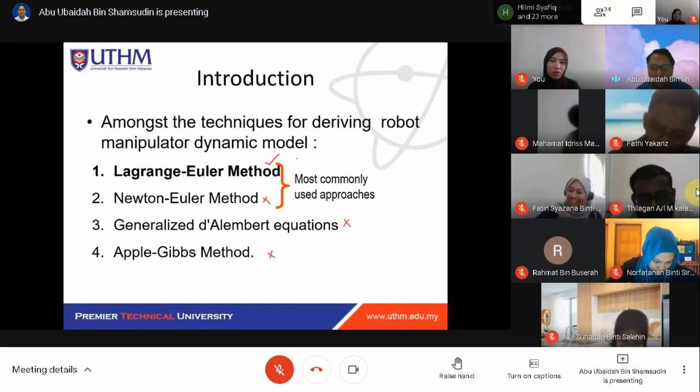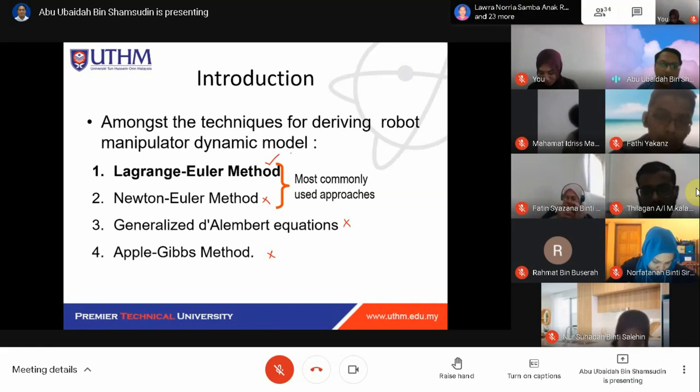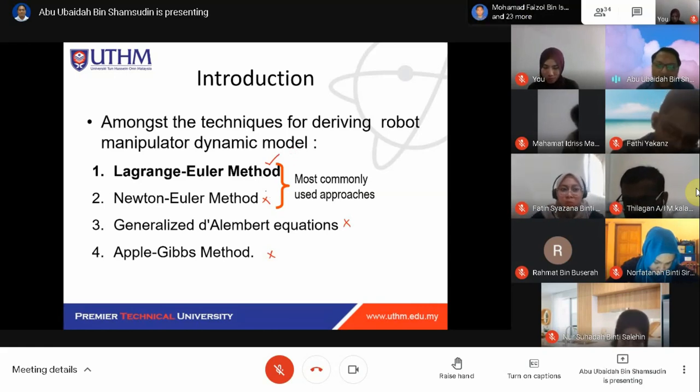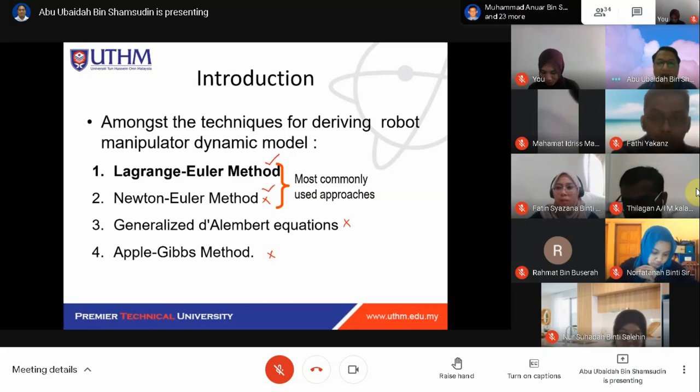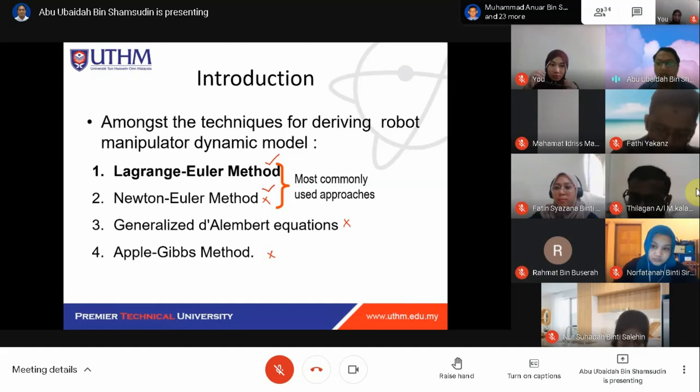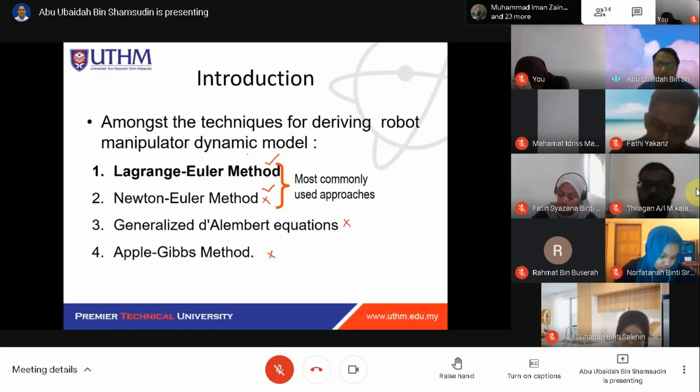while it is easy to calculate, it requires a lot of computation. You need to have a very powerful computer to calculate Lagrange in real time. Newton-Euler is hard to build the dynamic equation, but you can use a small computer to compute in real time. So for Newton-Euler, you don't need a very powerful computer. For Lagrange, you need a very powerful computer to compute.